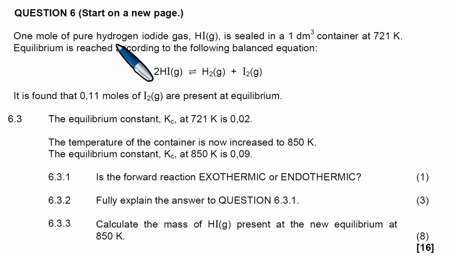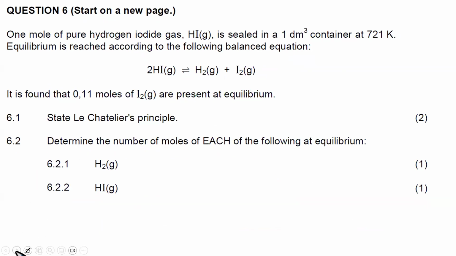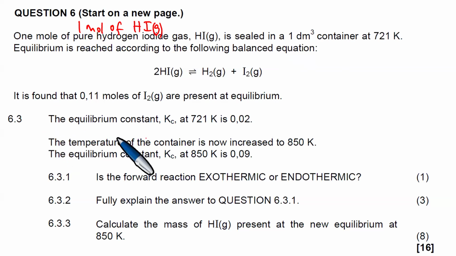Still 1 mole of hydrogen iodide gas is sealed in a 1 cubic decimeter container at 721 Kelvin. Equilibrium is reached according to the following balanced equation. We saw that. Here is the next question, because we've already done up to 6.2 and now we're looking at 6.3. The equilibrium constant, the Kc at 721 Kelvin, is 0.02. The Kc is given.